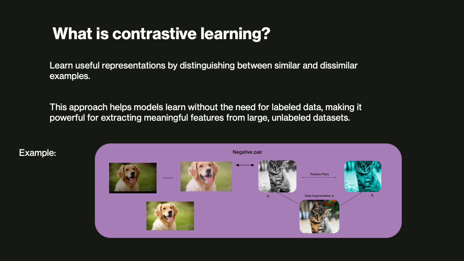And so contrastive learning is really helpful for helping models learn without the need for labeled data, making it powerful for extracting meaningful features from large unlabeled datasets.